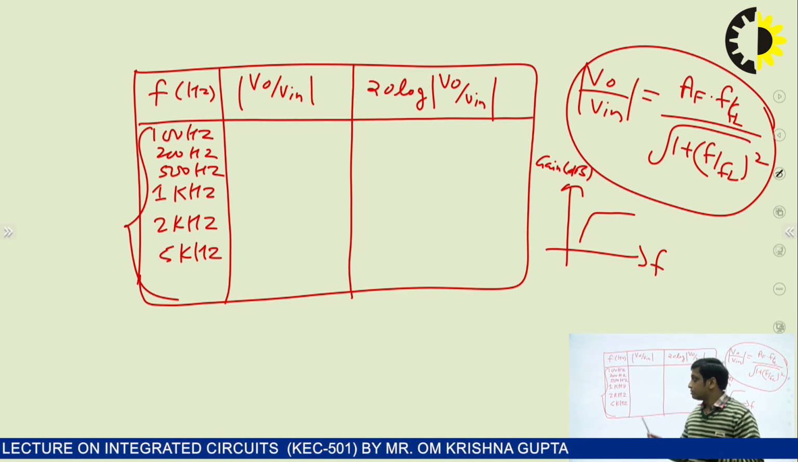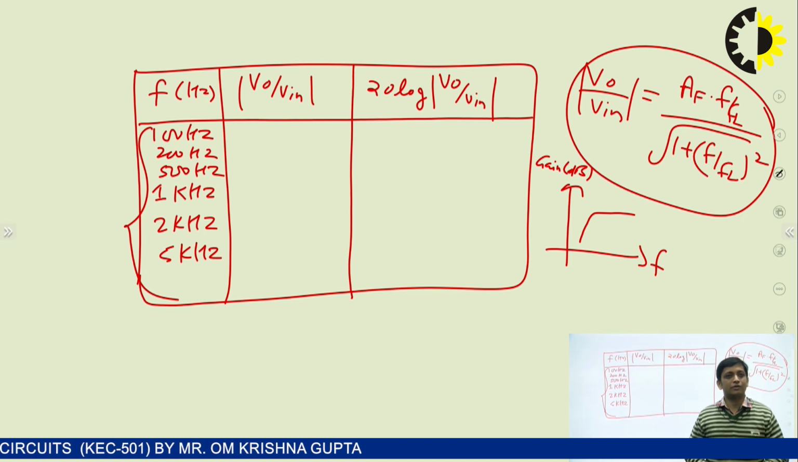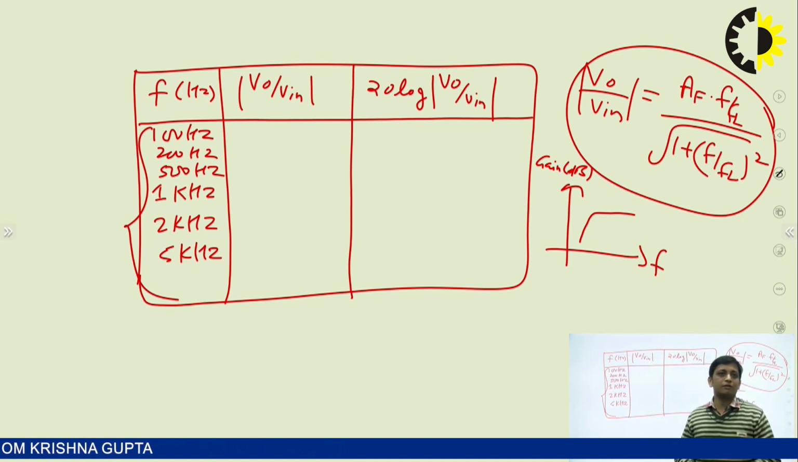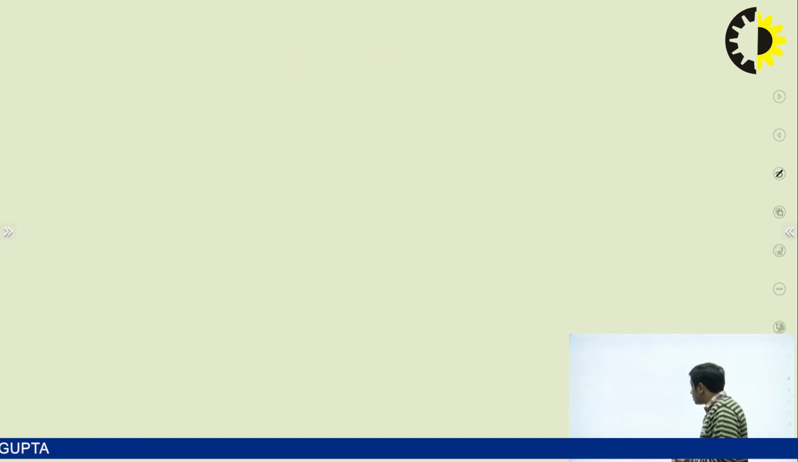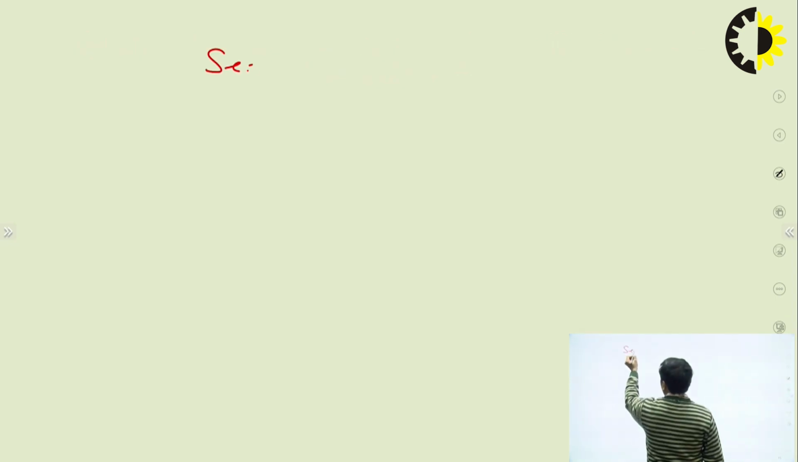So you can do these calculations yourself. It is very easy. You just have to use a calculator and you will get all the values. Fine. So this is the approach to solve the first order high pass filter numerical. Now coming to the second order filter. So, second order active high pass filter.